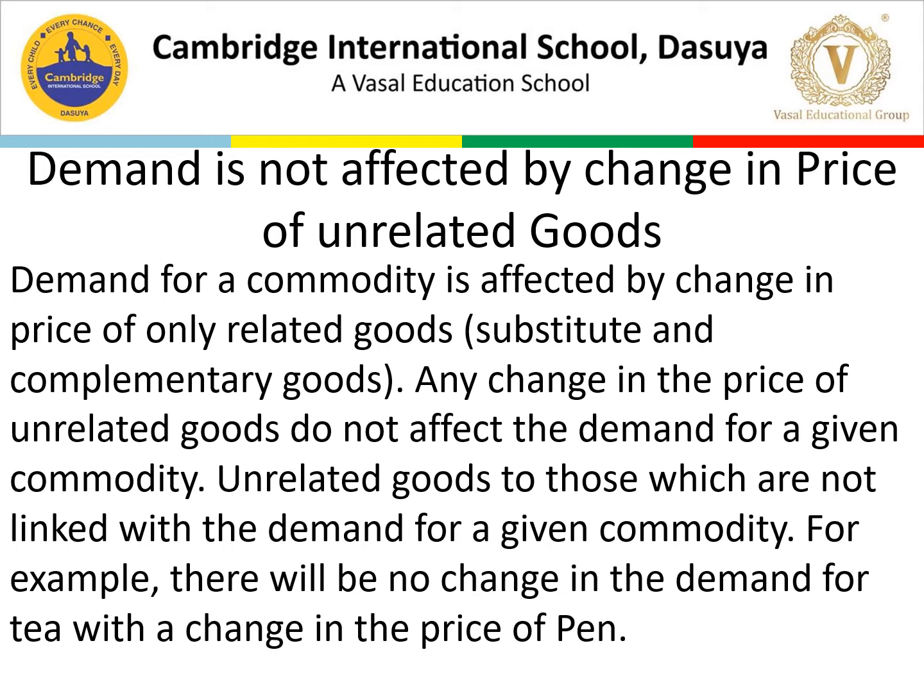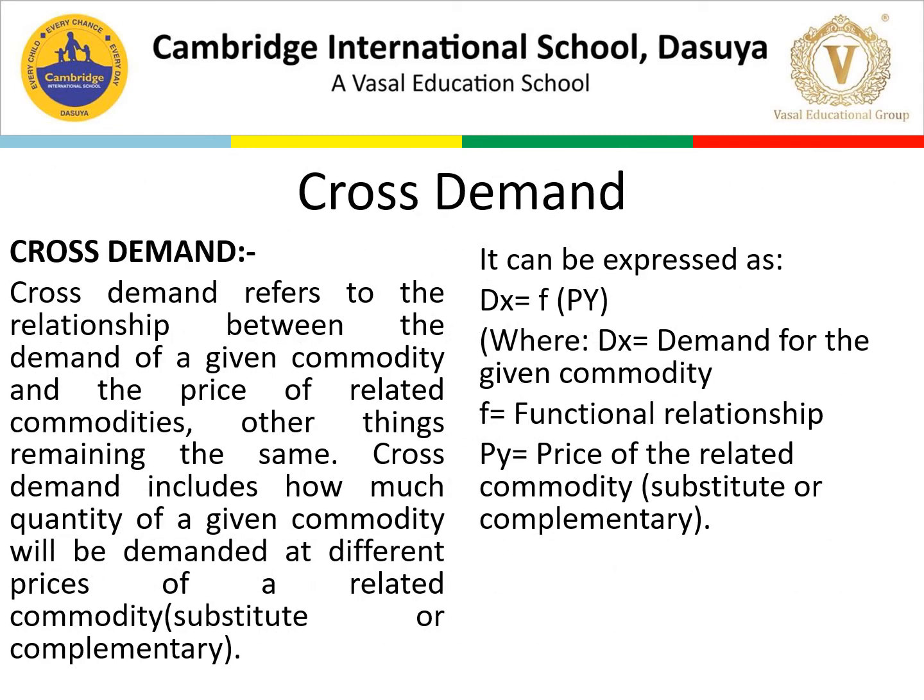So let's move to the next topic, that is cross demand. So what is cross demand? This is an interesting topic. Cross demand refers to the relationship between the demand of a given commodity and the price of related commodities, other things remaining the same. Same means constant. So only the price of one commodity will affect the demand of the related commodity. So cross demand includes how much quantity of a given commodity will be demanded at different prices of a related commodity.